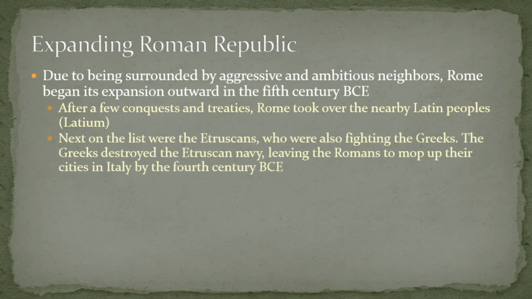Now, a group they really wanted to get rid of was the Etruscans, because if you recall, the Etruscans were the ones who had originally ruled Rome, and Rome's real weird about ancestral grudges. And I'm using the current verbiage there. Rome is real weird about ancestral grudges. The Etruscans were fighting the Greeks at the time because why not? The Greeks had destroyed the Etruscan navy. So the Romans just had to deal with the Etruscan cities in Italy. So they were just rolling up the Italian peninsula, hitting Etruscan city-states.